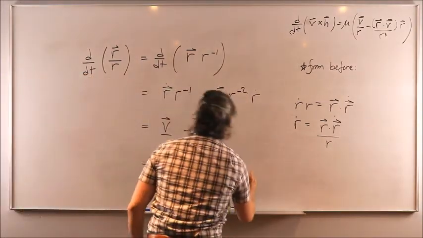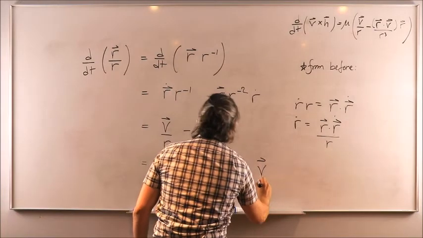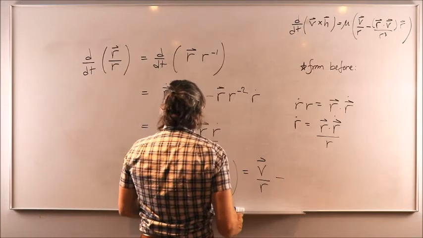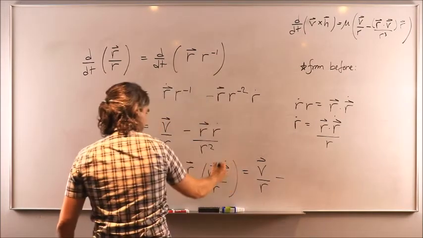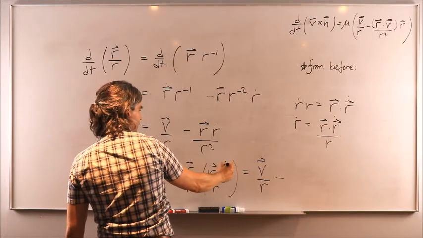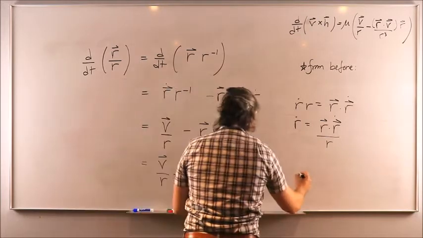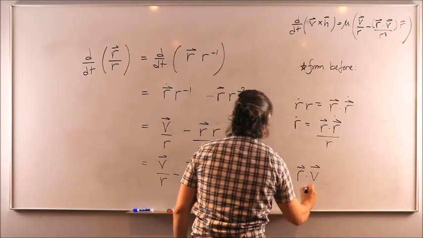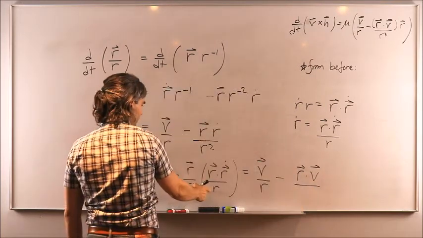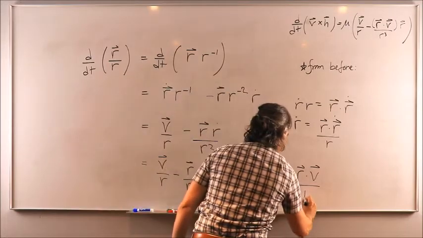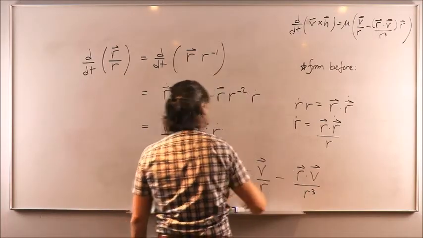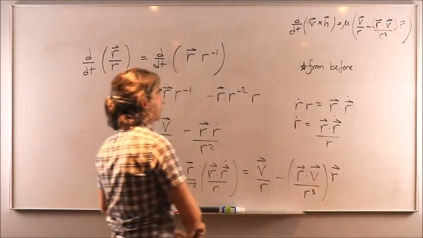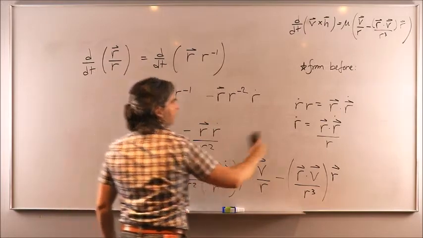Or in other words, write this as velocity vector over distance minus, r inertial derivative here is your velocity vector, so I'm going to say position dot product velocity over r squared times r on the denominator. The denominator becomes r cubed, and all this multiplies the position vector. Okay?